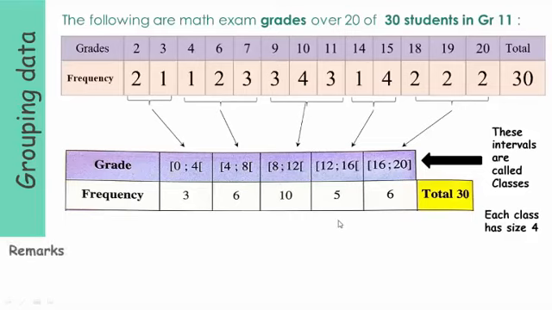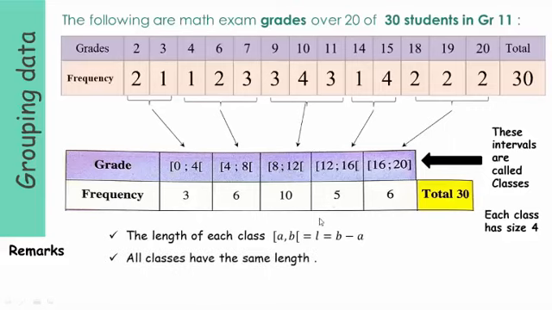Each class has a length which is b minus a, which means we have here 4 minus 0, the size of the class is 4. 8 minus 4, it is 4. 12 minus 8, it's 4, and so on. All the classes should have the same length. Note that the last class should be closed at both numbers, closed brackets.